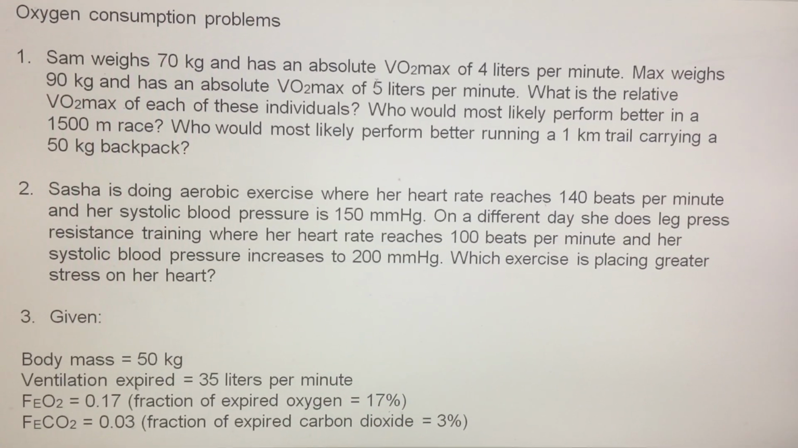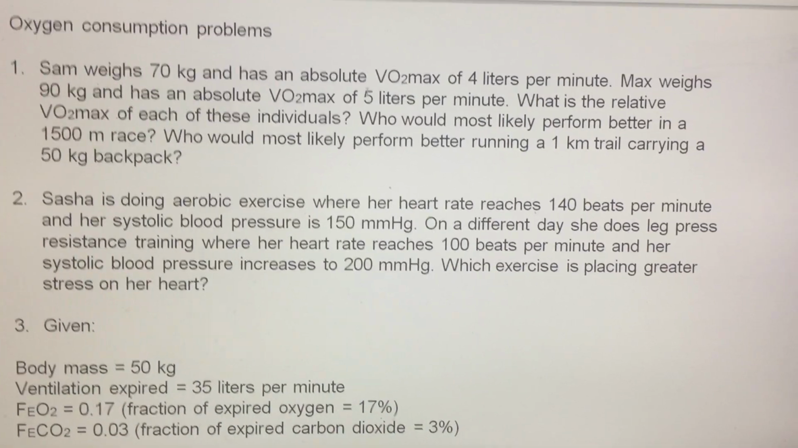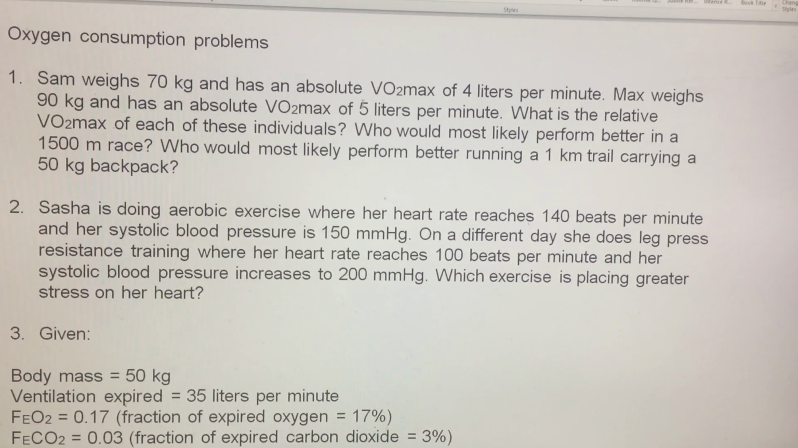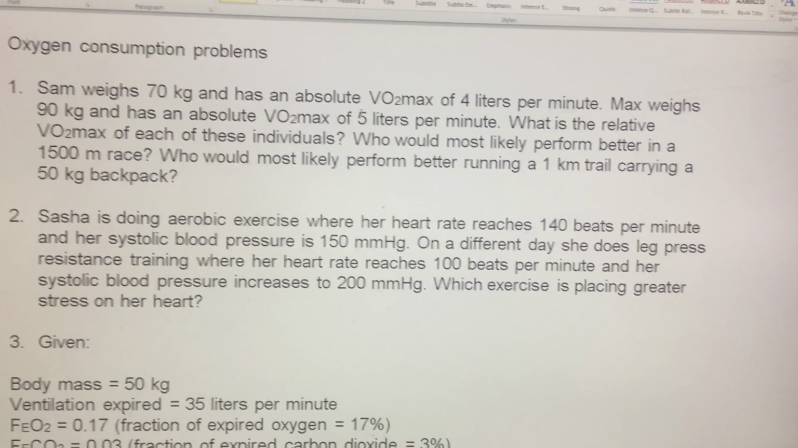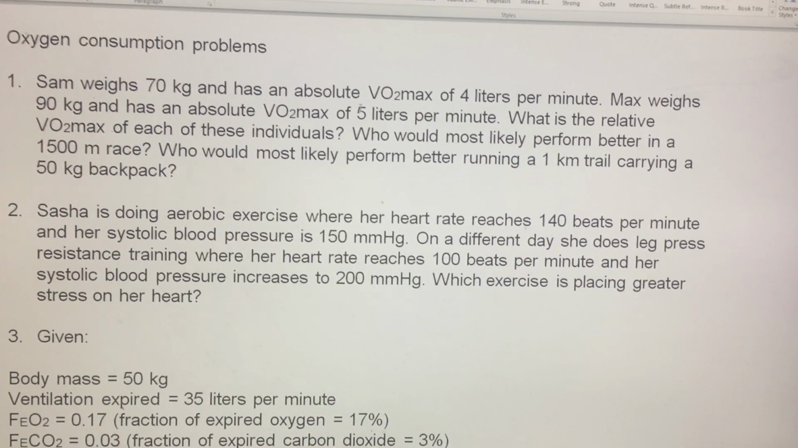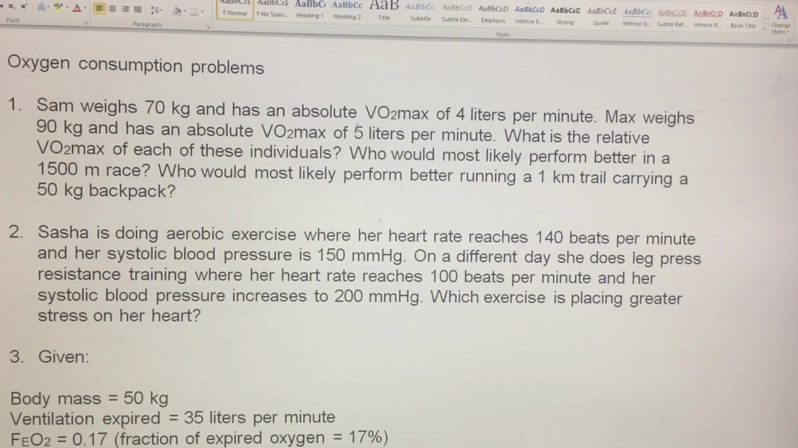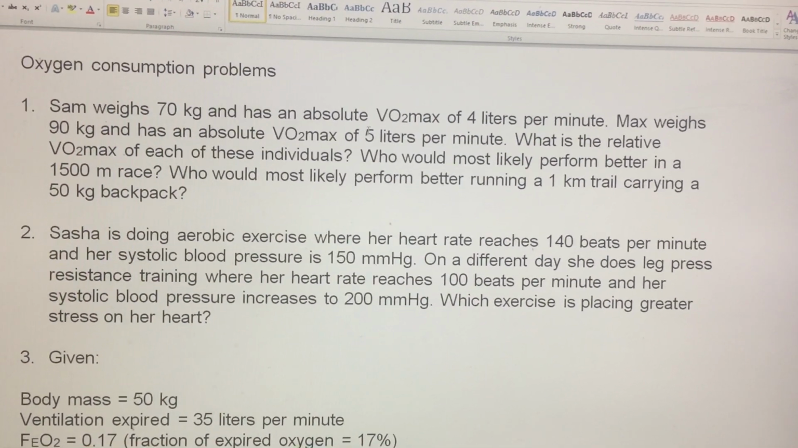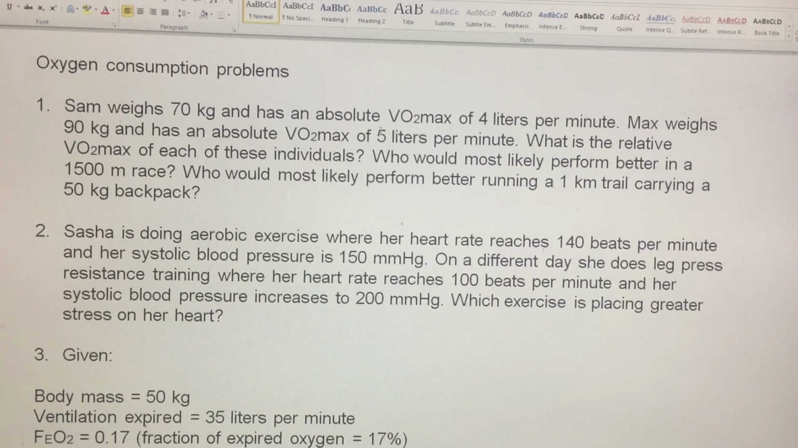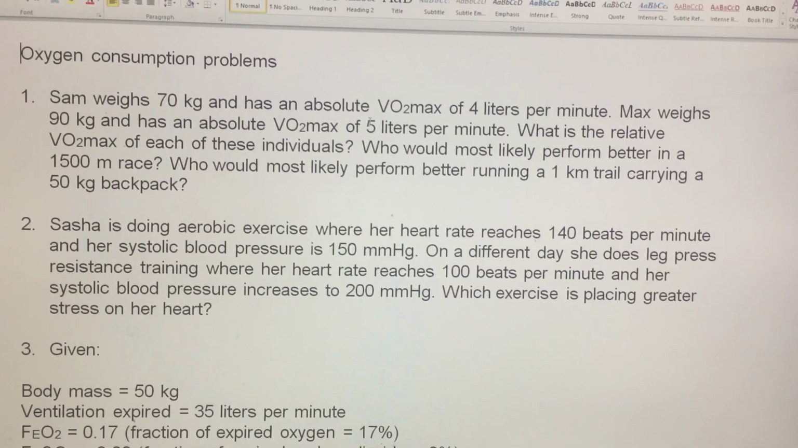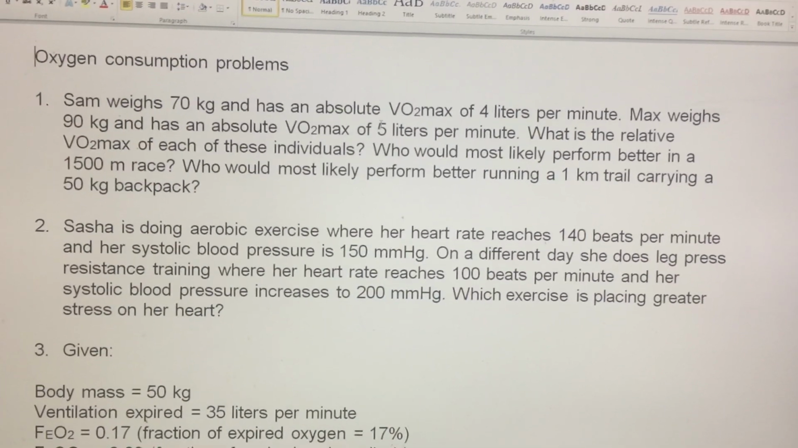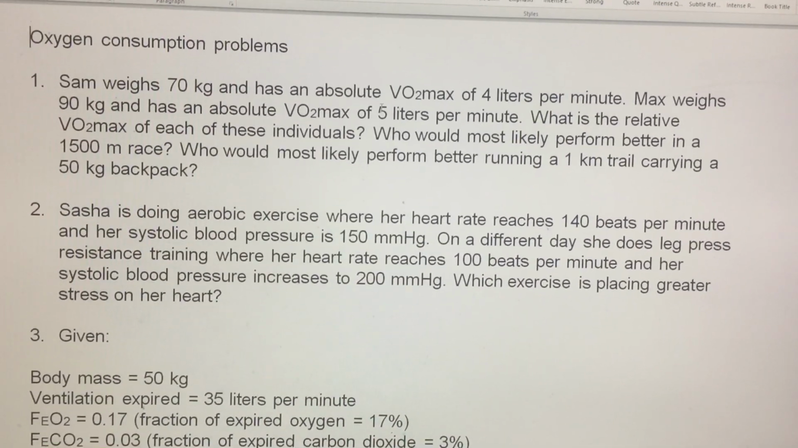In this second question, Sasha is doing aerobic exercise one day, and then she's doing resistance training the next day, and you can see that she has a certain heart rate and systolic blood pressure during each of those exercise sessions. And the question here is, which exercise places a greater stress on the heart? And that's question number 2.